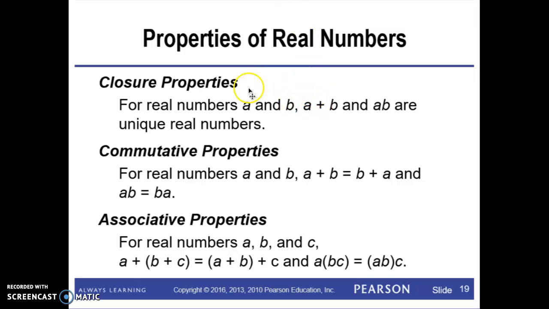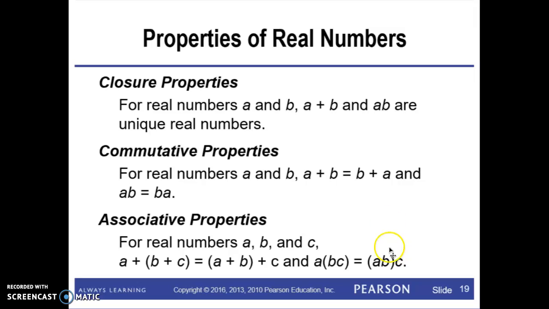So we do have the closure property. If I add two real numbers together, I get another number that's real. We have the commutative property. You can change the order, for addition and multiplication. We have the associative property. You can change the grouping, again, both for addition and multiplication. And notice for the associative property, the order of the numbers does not change.